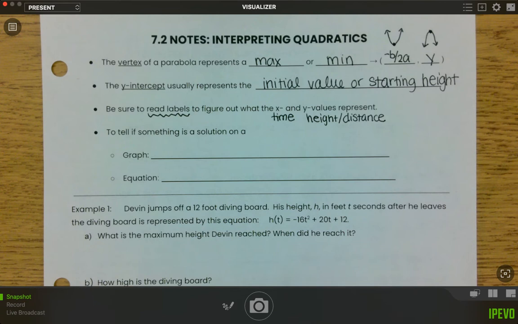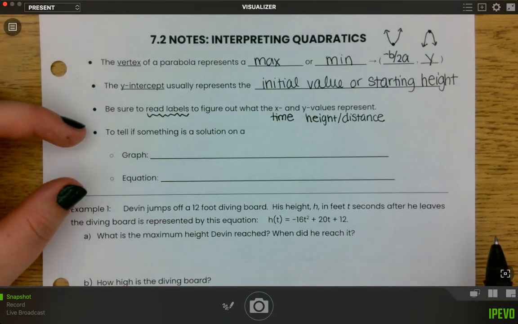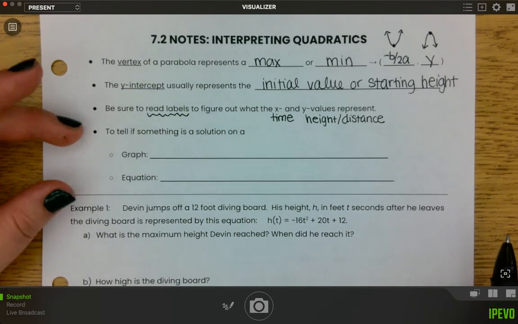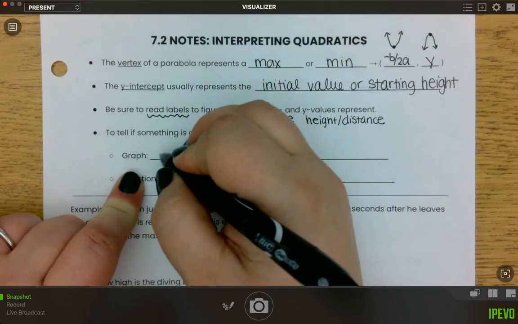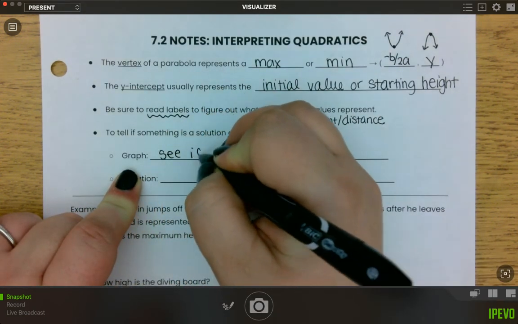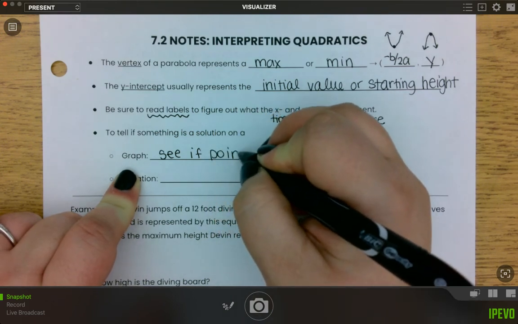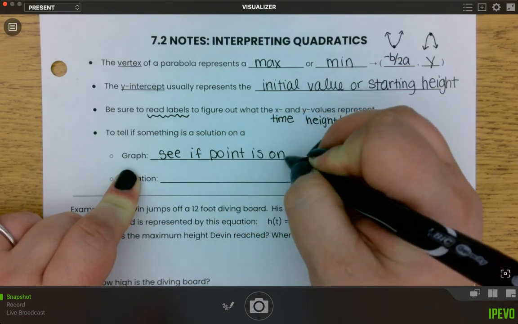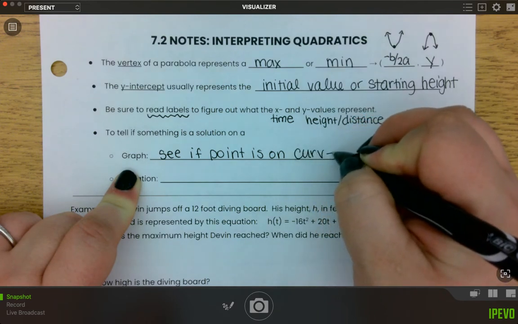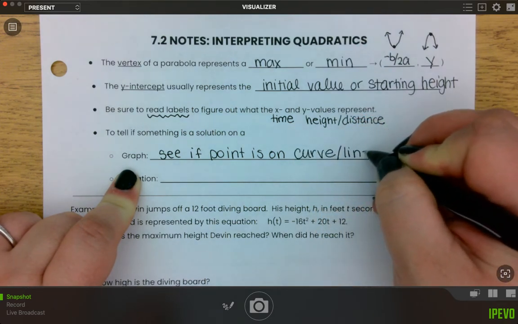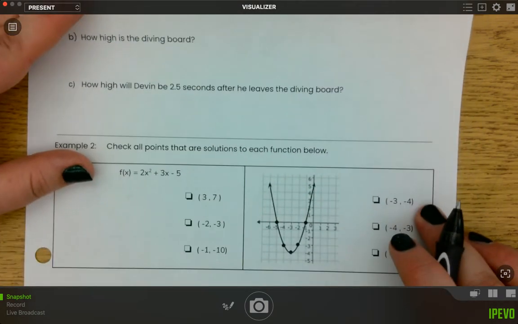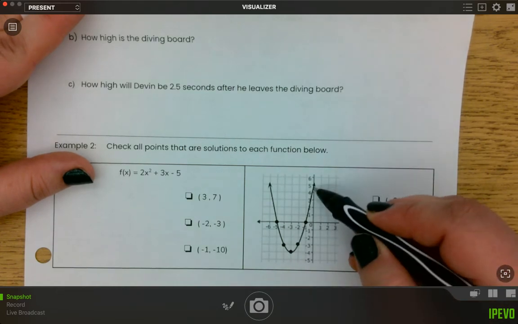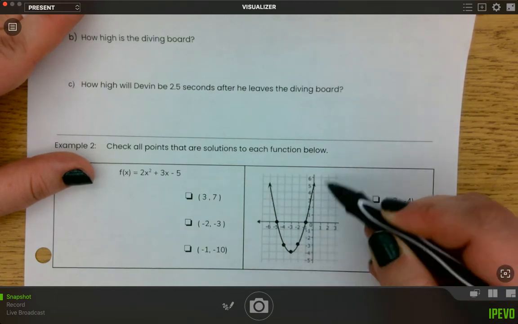Okay? And then we're also going to talk about what solutions actually mean. If you're trying to tell something is a solution on a graph, then you want to see if the point is on the curve or line. So if I want to know if something is a solution to this one, I'm going to go find the point and see if it's on this thing. Okay, on that solid line.